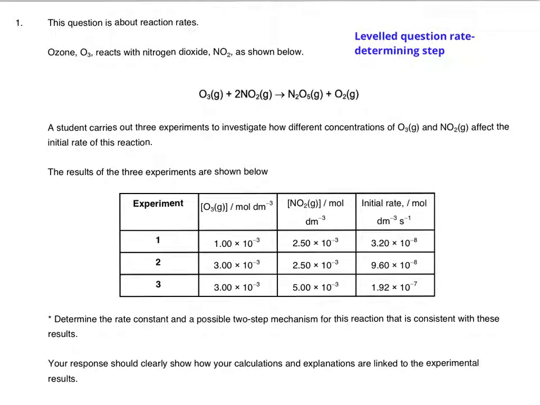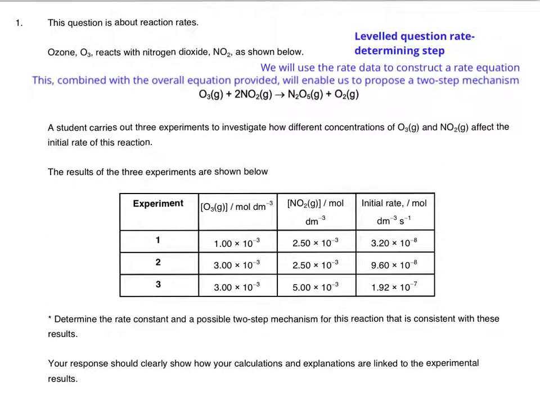Hi, and welcome to this short clip going through a levelled question, typical OCR style, on rate determining step. First of all, we'll use the rate data in the table to construct a rate equation, and we'll use this alongside the overall rate equation provided to allow us to propose a two-step mechanism.